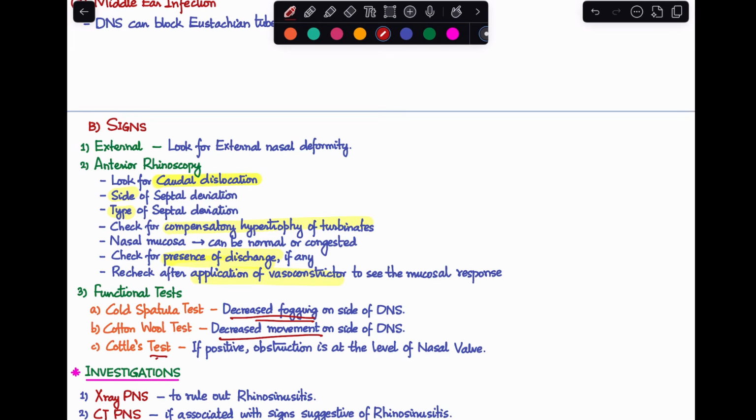If Cottle's test is positive, the obstruction is at the level of the nasal valve. And usually, if there is an obstruction at the level of the nasal valve, the obstruction is actually more severe than in any other region. If you want to know more about Cottle's test, I have a separate video on this. You can check it out over there. So these are all the examination findings that you will see in our patient. Now let's move on to investigations and treatment of the patient.